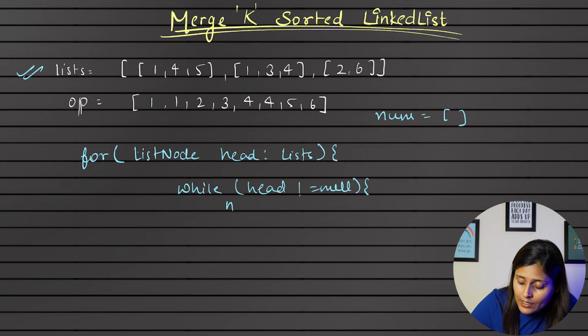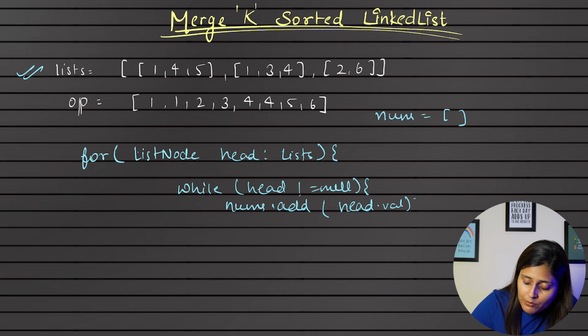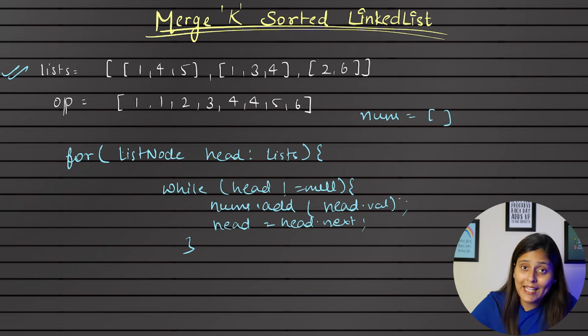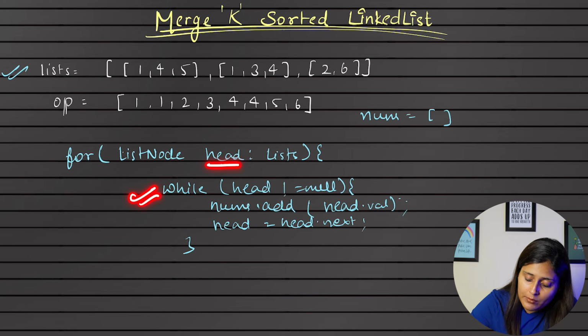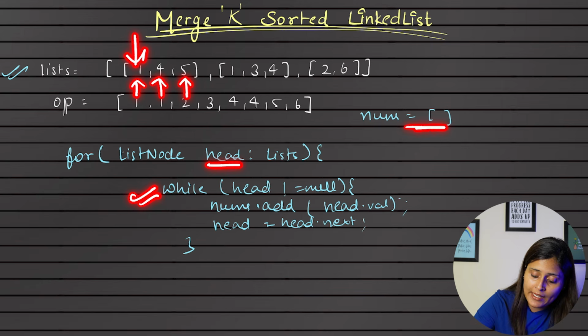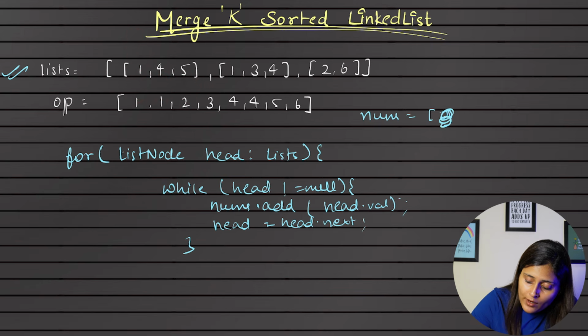So in our nums we will add what? Can I say head dot value? Yes, and we will move our head ahead: head is equal to head dot next. Done. So can I say at first the head will be here, and one by one it will read all the values, and in the nums array it will insert 1, 4, 5, correct?